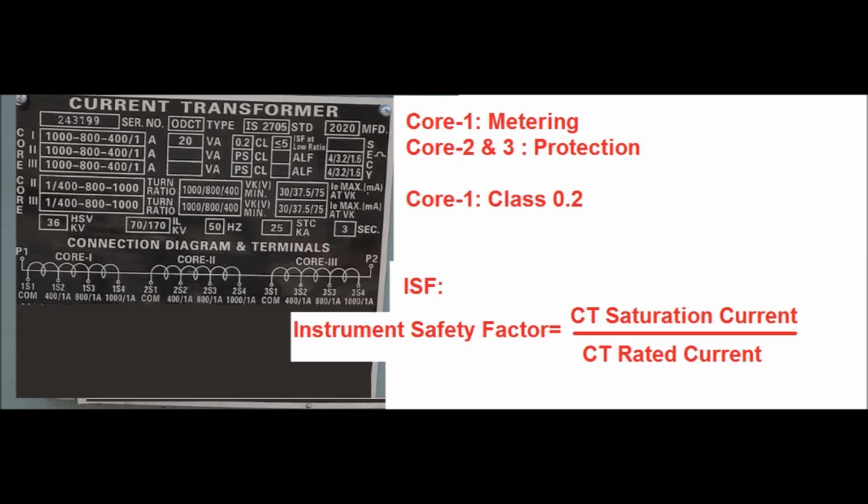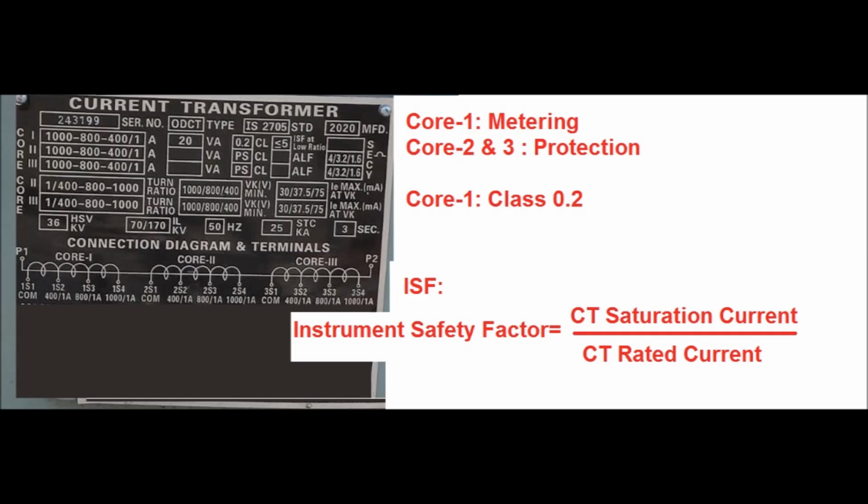If 1S1 and 1S2 are selected, it is selected as 400 by 1 CT ratio. If 1S1 and 1S3 are taken, then it is selected as 800 by 1 CT ratio, and if 1S1 and 1S4 taps are selected, then CT ratio shall be 1000 by 1. So in case of metering class CT, there are parameters like CT burden in terms of VA, and metering class and instrument security factor is mentioned in the nameplate.